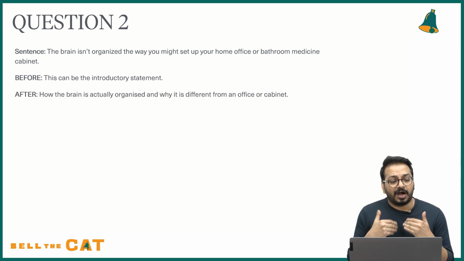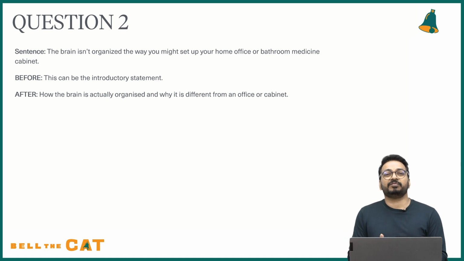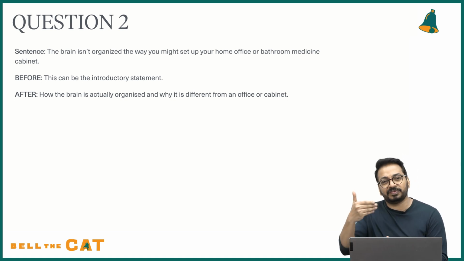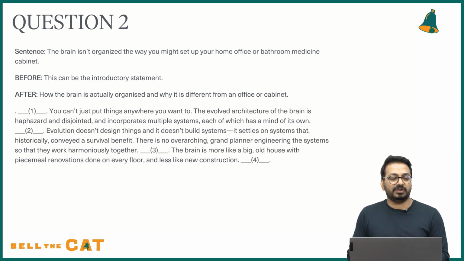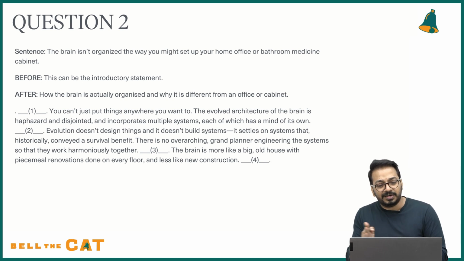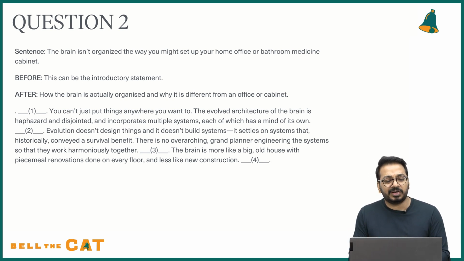What should come after? How is the brain actually organized? Why is it different from an office or cabinet? All of that explanation should definitely come after that. Now I'll look at option 1, let me see if it fits. "The brain isn't organized the way you might set up your home office or bathroom medicine cabinet. You can't just put things anywhere you want to." After this, clearly they're giving all the reasons why. "The evolved architecture of the brain is haphazard. Evolution does not design things. There is no our this thing. Brain is more like a big house." So everything after is following. This is the initial sentence that is just introducing the idea, saying the brain is not like this. Why is the explanation, right?